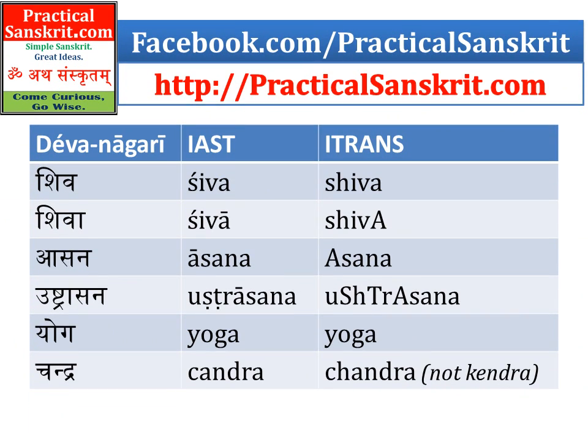So let's first look at the three ways of writing. The left column is Devanagari, the script in which Sanskrit is written. The second one is IAST, the international standard. And the third one is iTrans, which is kind of the standard on the internet. Shiva, Asana, Ushtrasana, Yoga, Chandra. And you can see that IAST has one way of writing, and iTrans has another way of writing which does not use any special characters, and it only uses your normal characters in the English alphabet.